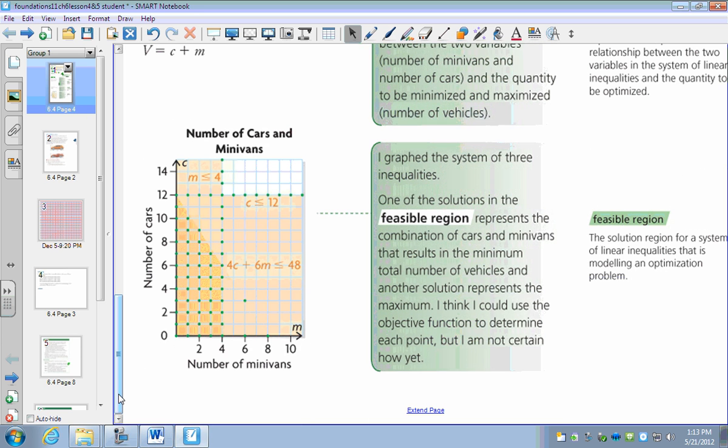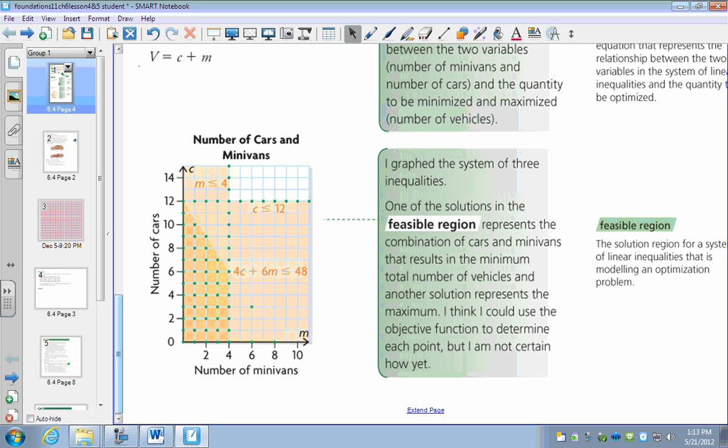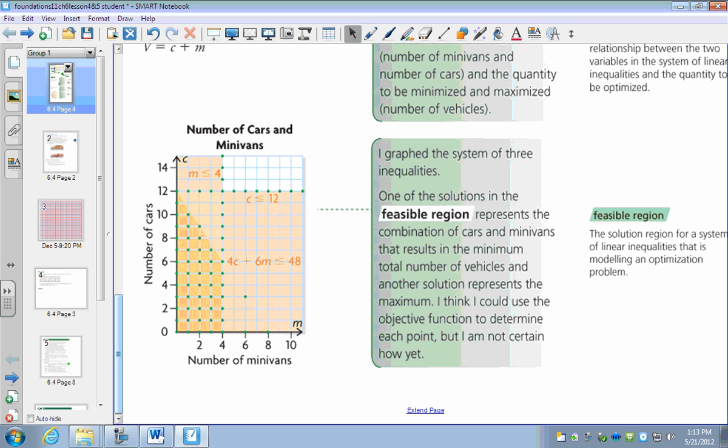So then what she did is she graphed. Okay. She graphed the 3 and then she shaded in. Notice it's orange and it's green dots, and that has to do with the fact that it's discrete. You can't have halves. Okay? I think I could use the objective function to determine each point, but I'm not certain how yet. So this was her feasible region. So any of these points in here, oh, I don't know why my pen's not working.